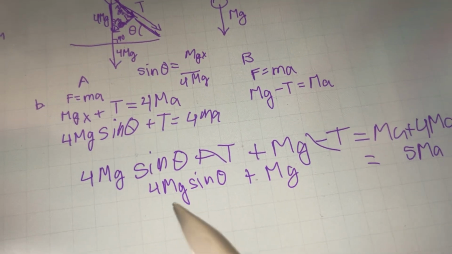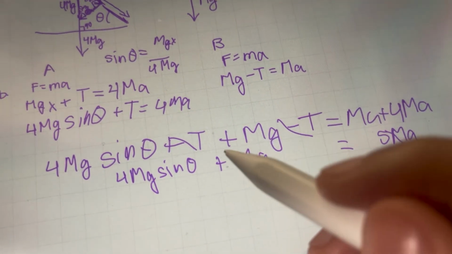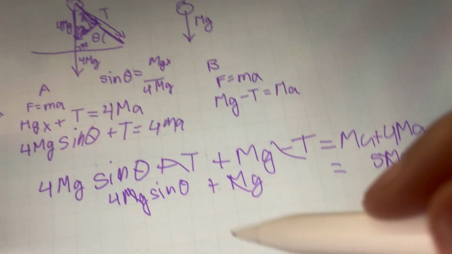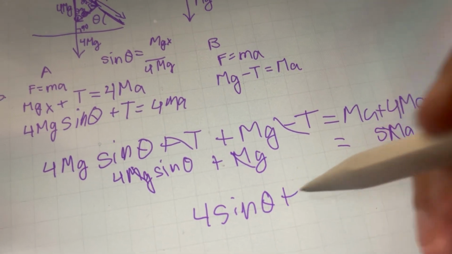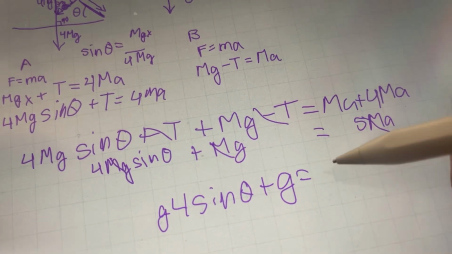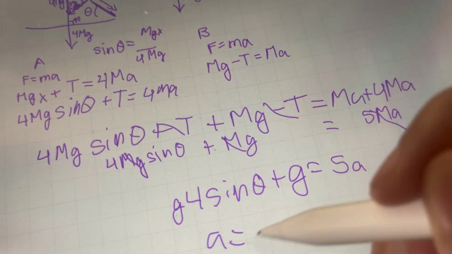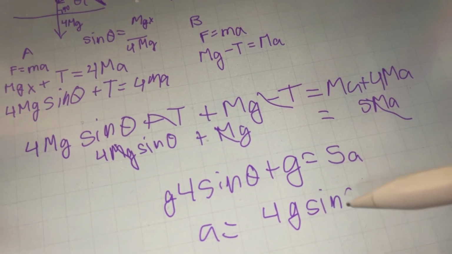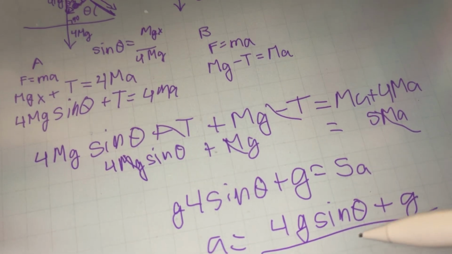Yeah, and because everything here has m's, you can get those out, and you'd be left with 4g sin theta plus g, equal to 5a. And then a would just equal 4g sin theta plus g, all divided by 5.